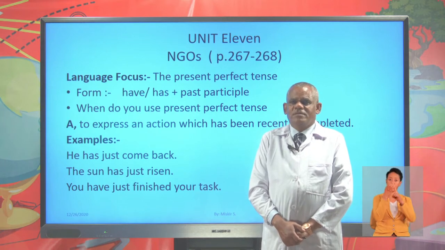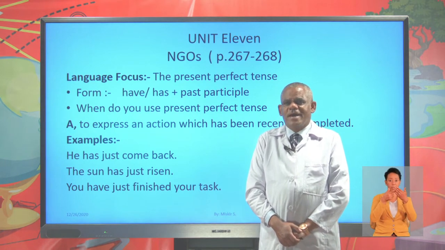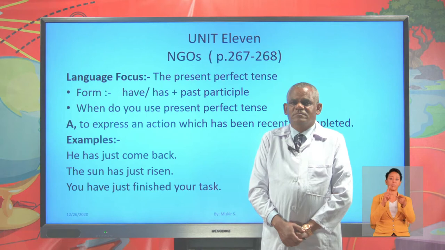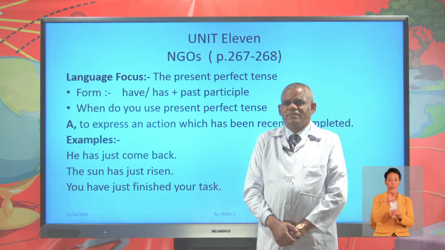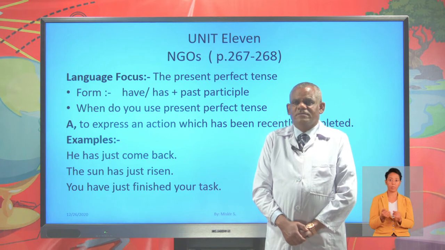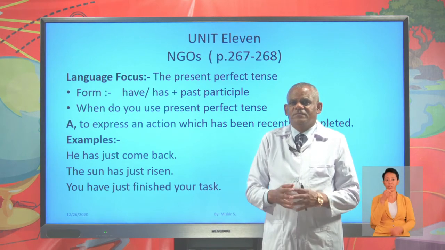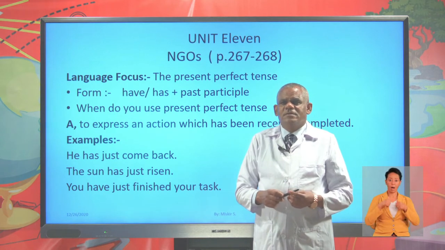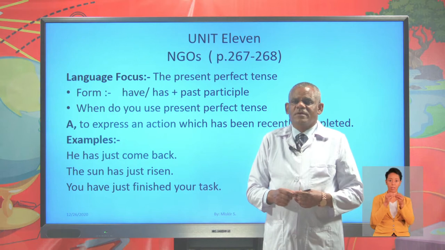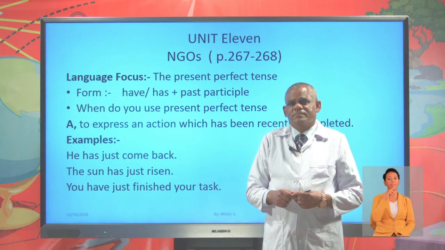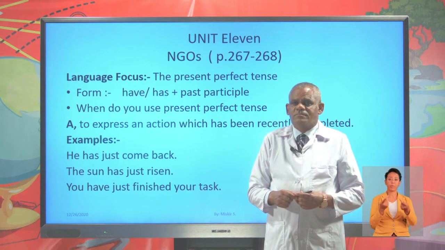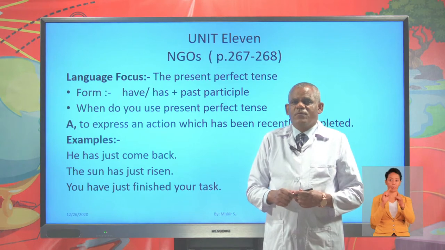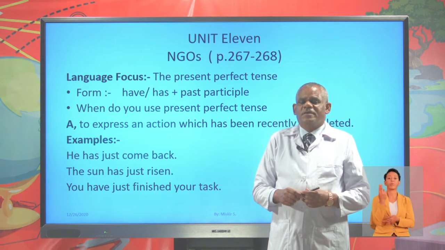So, to begin this lesson, I would like to show you what the present perfect tense looks like. Let's start from the form. Everybody knows what the form means, right? The present perfect tense consists of have or has plus the past participle, in other words V3, in the perfect form. So, let's talk about when we use the present perfect tense.